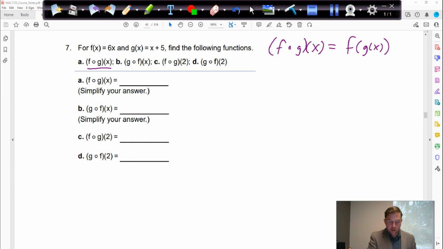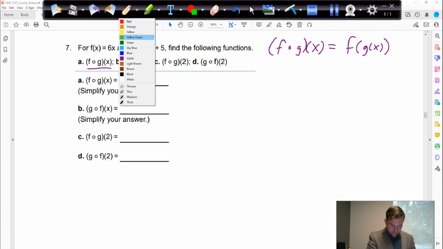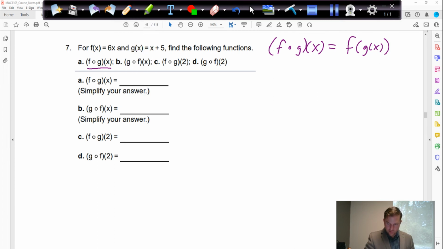So what do we have? f of x is 6x and g of x is x plus 5. So for f of g of x, we're going to take x plus 5 and put it into the variable for f of x, which is x. So it's going to be f of x plus 5.